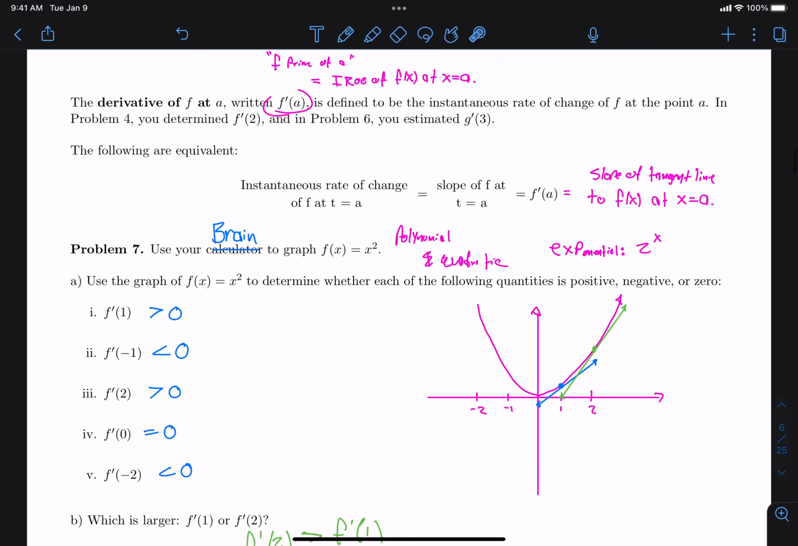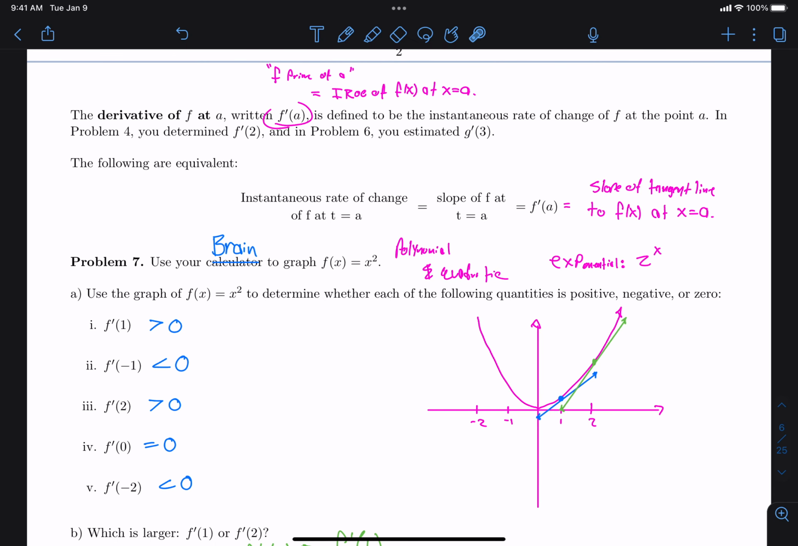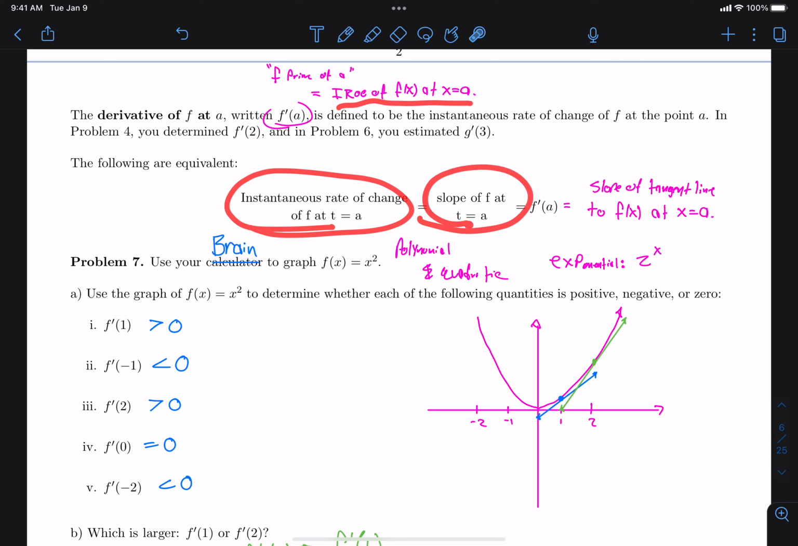Okay, and then what did we talk about? Some more terminology and notation. When I write this symbol, f with a little apostrophe like that, the way we read it out loud is f prime of a, or f prime of x or whatever, or f prime of 2. And what it represents is the instantaneous rate of change of f of x at x equals a. Or you could say that by saying slope of f at t equals a, or slope of f at a, or you can write this f prime of a notation, or you could say it's the slope of the tangent line to f of x at x equals a. That's another way of saying it.